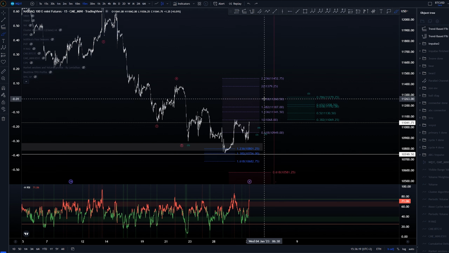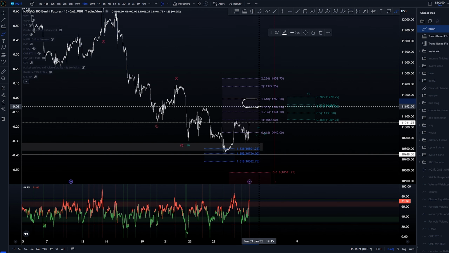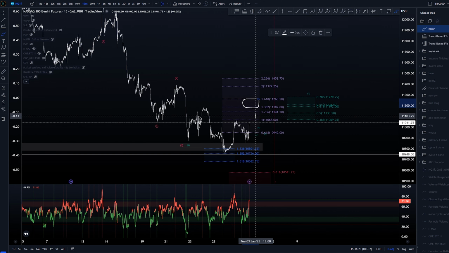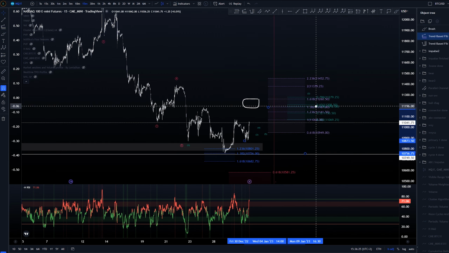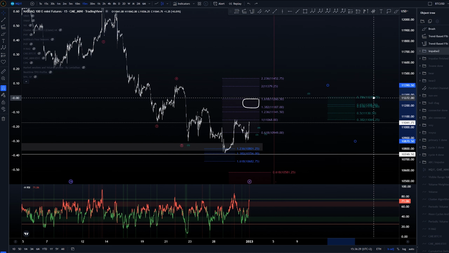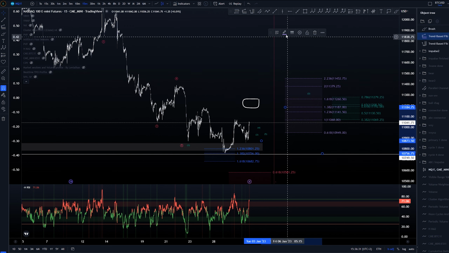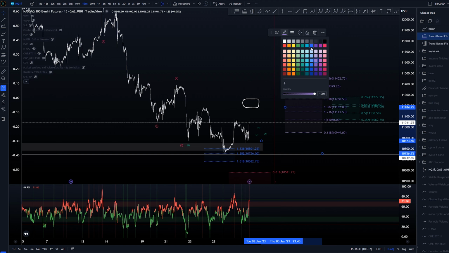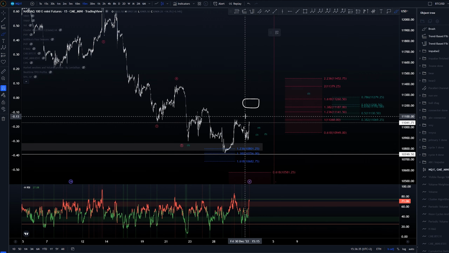11.187 and 11.260 would be the areas that I would be looking for shorts. Let's check out some confluence for that as well here. So let's make this go in red.